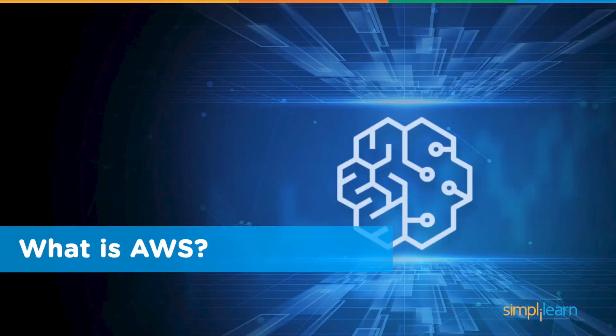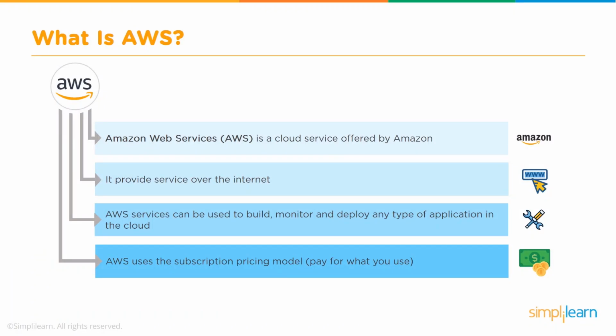Now let's understand what is AWS. So what is AWS? It's Amazon Web Services. It's the largest or most widely used public cloud platform offered by Amazon. It provides services over the internet. AWS services can be used to build, monitor, and deploy any type of application in the cloud. AWS also uses the subscription pricing model. That means you only pay for whatever services you use.